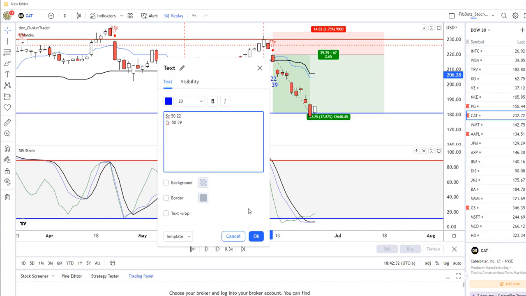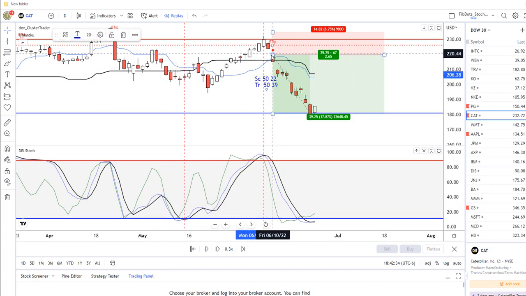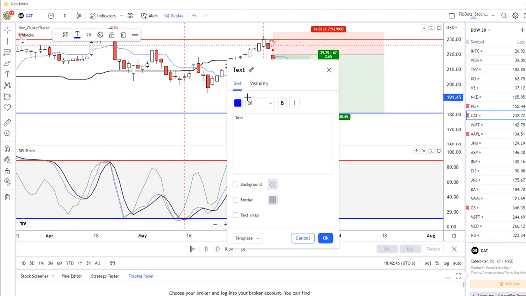Now our initial risk was a little bit higher. Let's see, from 219.60 up to 235. So basically we risked $16 per share. So our initial risk was 1,500 bucks. So 1,500.